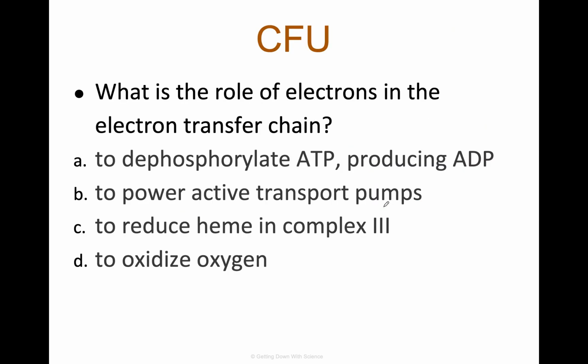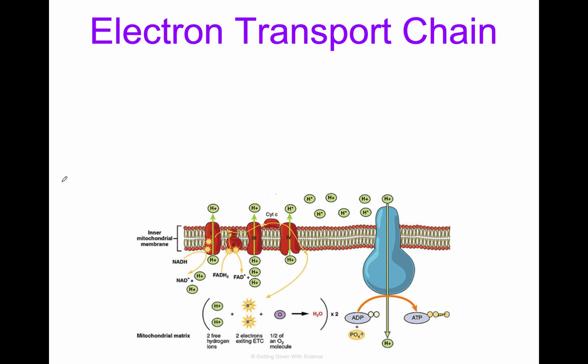What is the role of electrons in the electron transport chain? To dephosphorylate ATP, to power active transport pumps, to reduce heme in complex 3, or to oxidize oxygen? If you said to power active transport pumps, there you go. These are the power for the transport pumps. Okay, same over here. So one goes one direction, one goes the other.